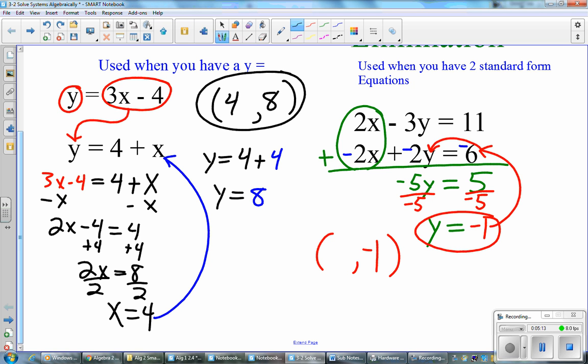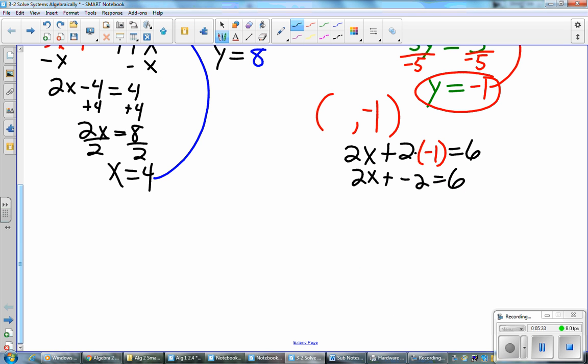So it's going to look like 2x plus 2 times, and I know y equals a negative 1, and it's going to equal 6. So now I can solve it. Negative 1 times 2 is a minus 2. Recopy 2x. So now I can plus 2 to both sides, plus 2. 2x will equal 8, and divide by 2, x equals 4. Now I know that my point, my x-coordinate is 4 and negative 1.